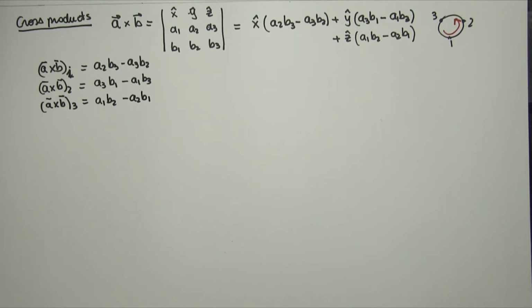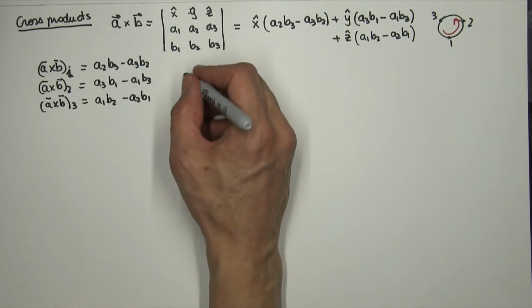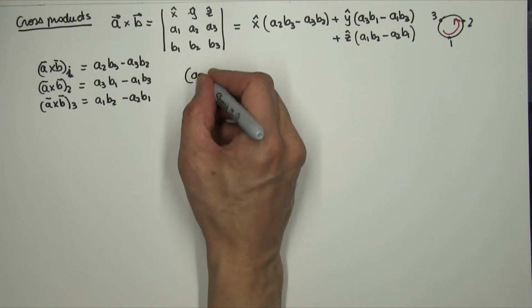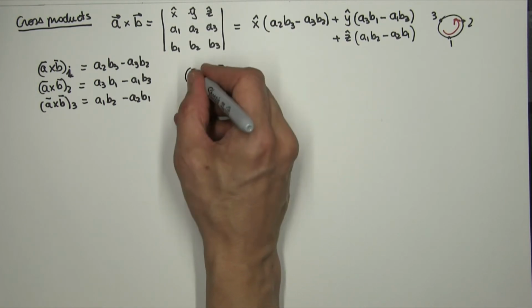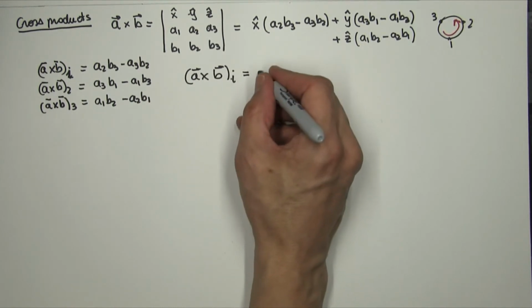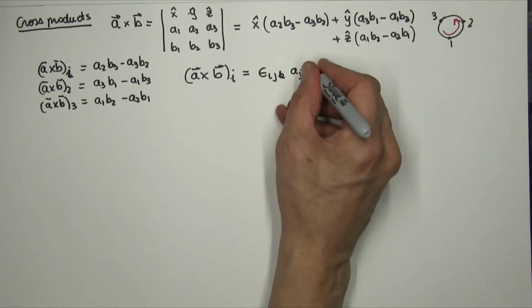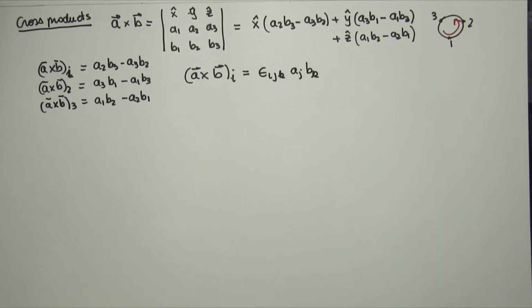Now, what the epsilon symbol does is allow you to write this more compactly and then manipulate it. So here is the property that, in fact, relates the cross product to the epsilon symbol. A cross B, the ith component, is actually epsilon ijk AJBK. It's a very important formula, so I'm going to box it.